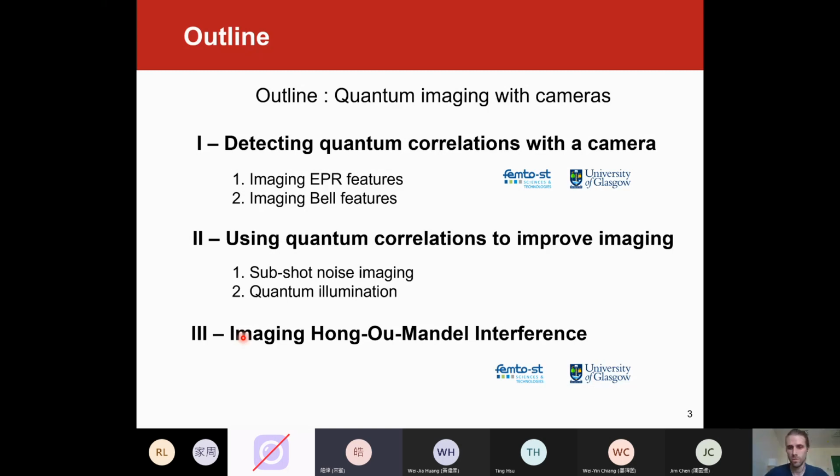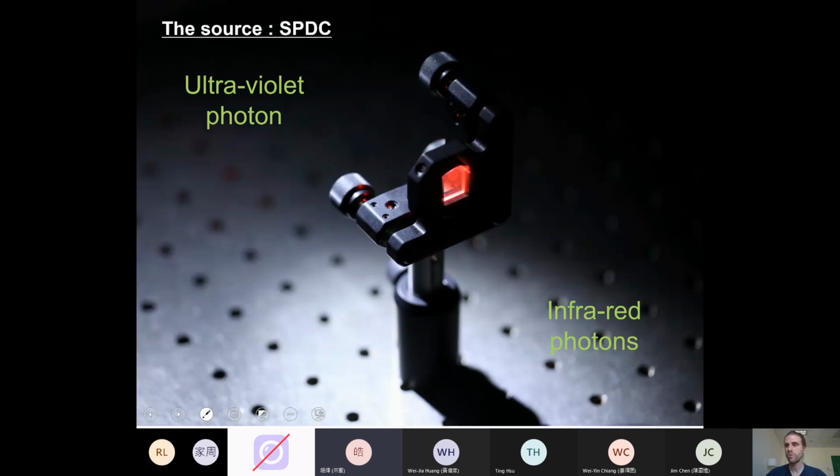So that's the plan for today. I'm going to talk about different realizations. But first, I introduce the source and the entangled state, how we generate the entangled states that we will then use in each of the realizations I'm going to talk about today.